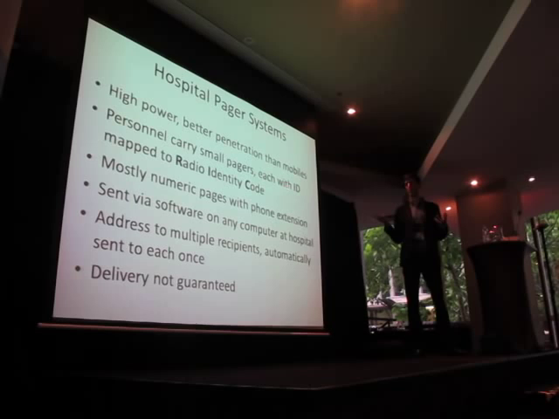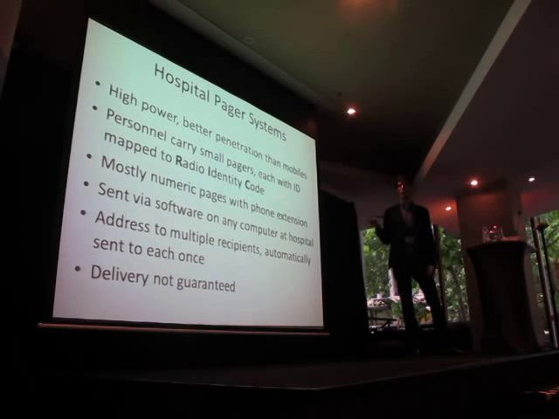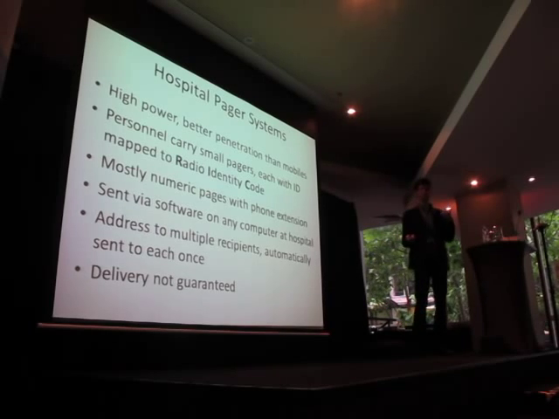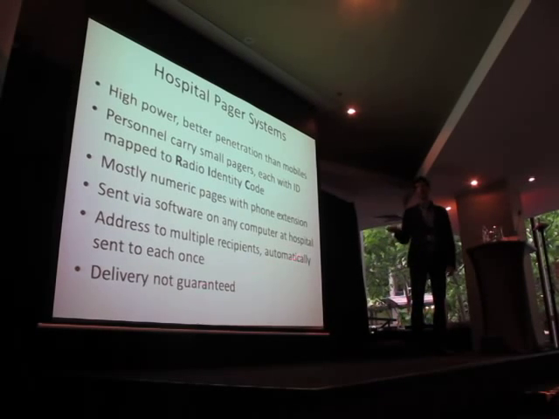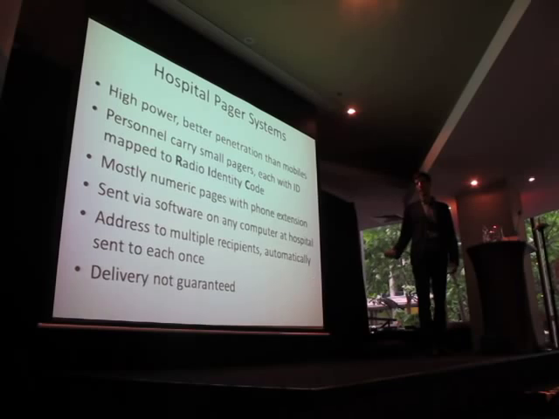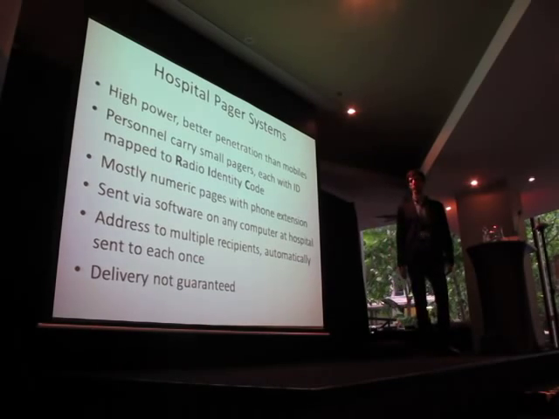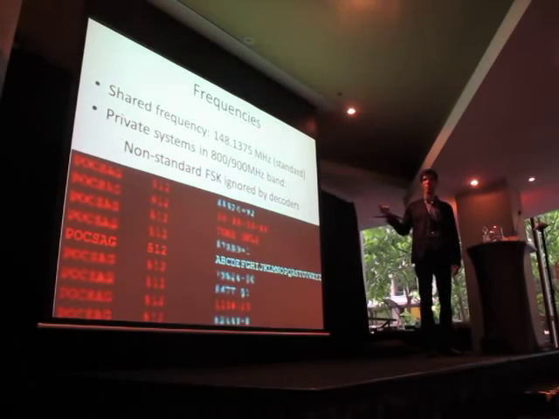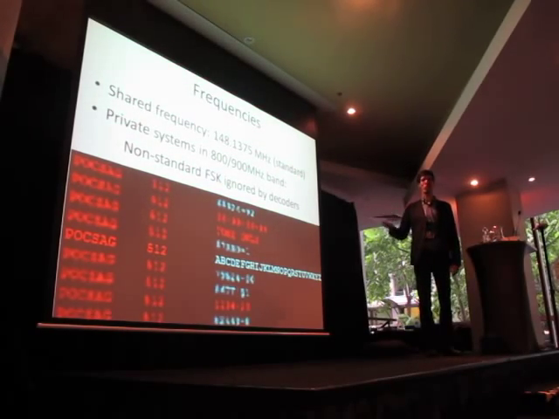Each person carries an ID that's mapped to a radio identity code, and mostly you get telephone extensions that are sent, so you have to call the person back. Sent by software in the hospital, and it's not guaranteed delivery, so if you can't hear it, you won't get it. This is your standard pager frequency that's sort of universal and shared.